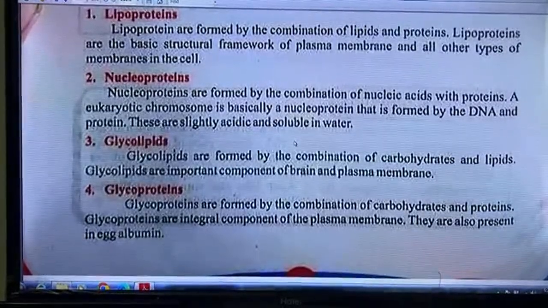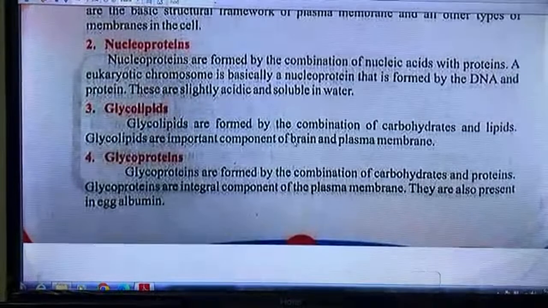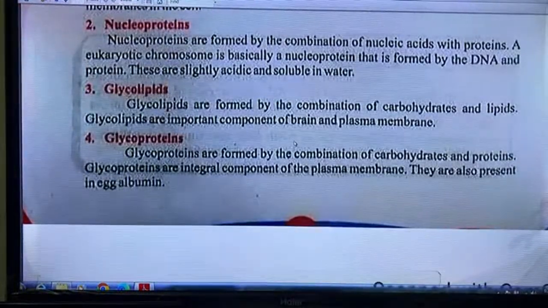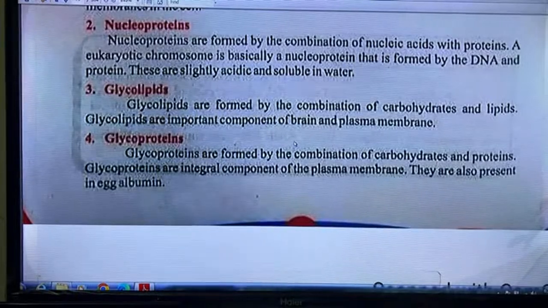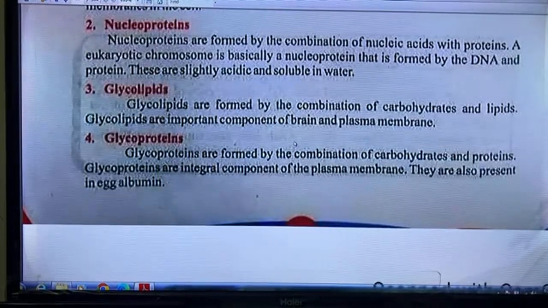Nucleoproteins. Nucleoproteins are formed by a combination of nucleic acids with protein, and eukaryotic chromosome is basically a nucleoprotein that is formed by the DNA and protein. These are slightly acidic and soluble in water.